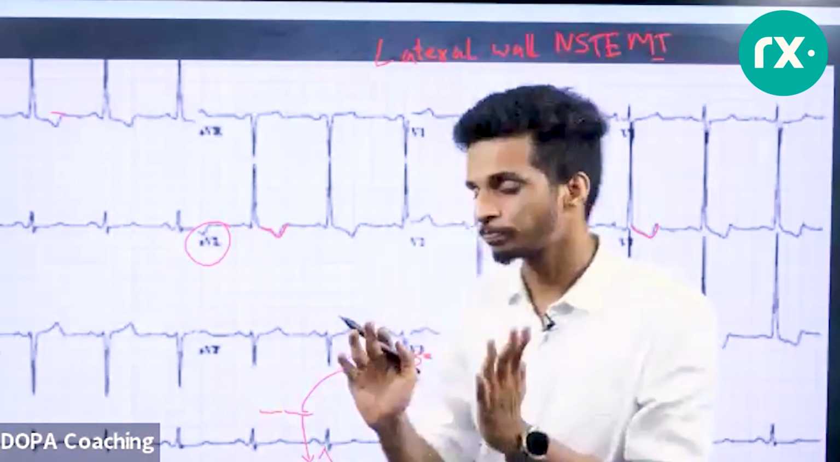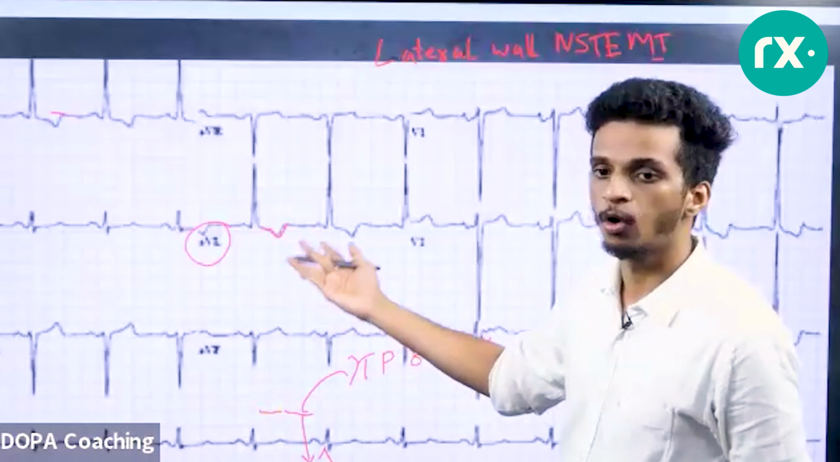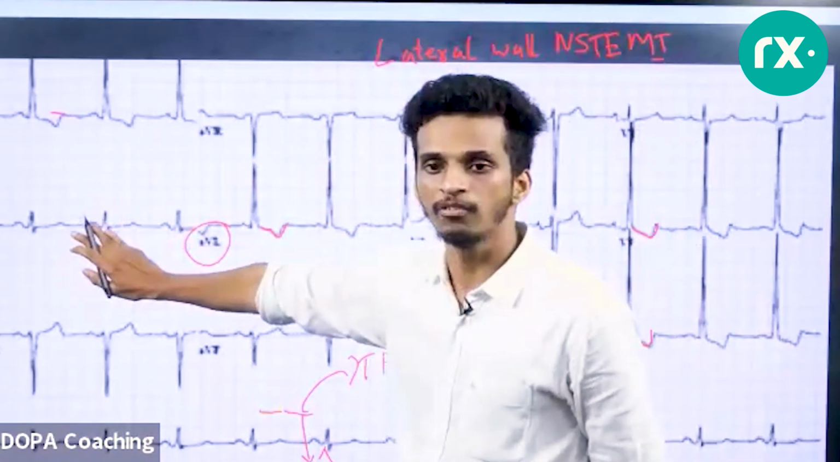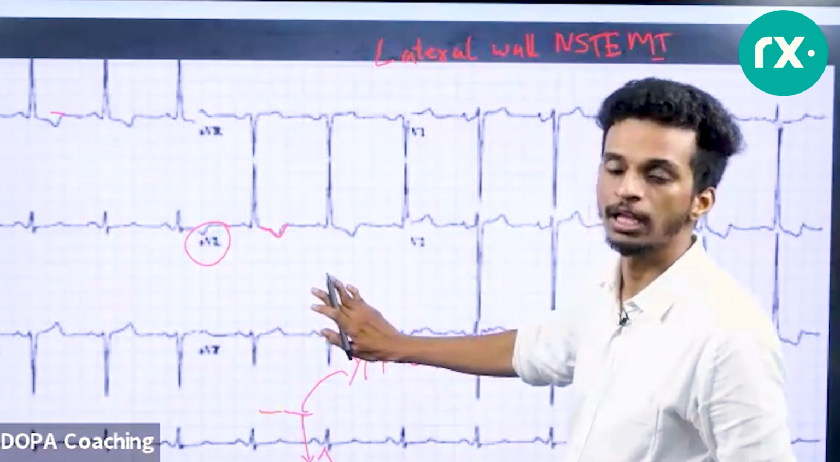Okay, so this is how a lateral STEMI looks. Had it been an inferior STEMI, how would it be? There will be ST depression or T wave inversion in lead 2, lead 3 and lead AVF. Okay, so that's how we look.